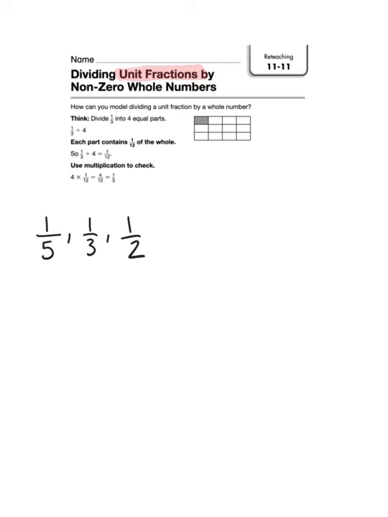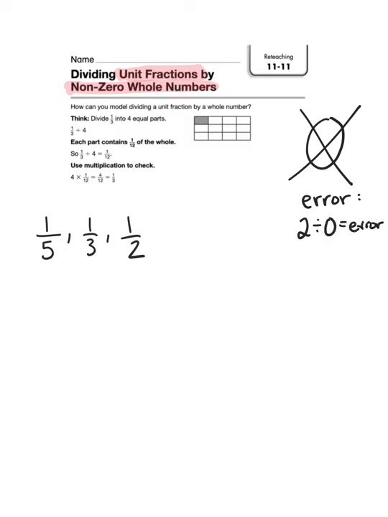A non-zero whole number means any whole number that is not 0. So 0's not welcome in this case. If you try to divide any number by 0 on a calculator, you're going to get an error message. If you try to do 2 divided by 0, you get an error message. If you try 1/2 divided by 0, error message. If you try 1,000,000 divided by 0, guess what you'll get? An error message. You cannot ever have 0 as your divisor.